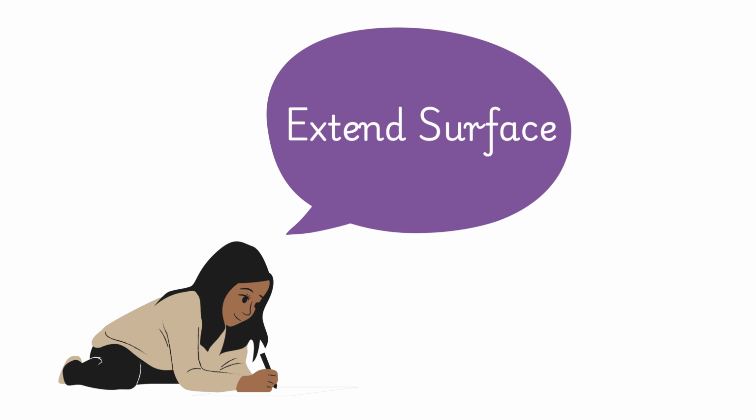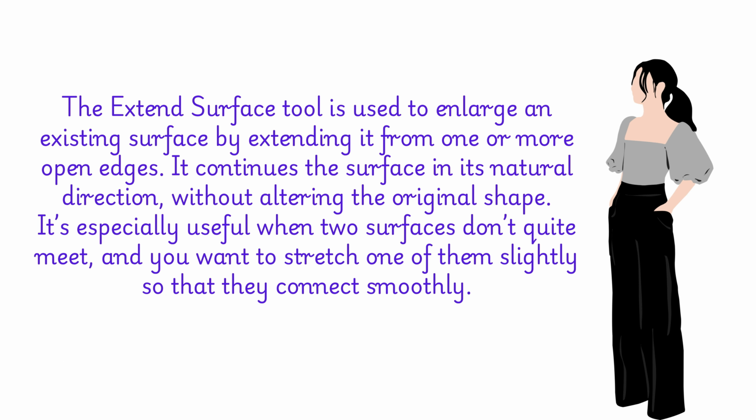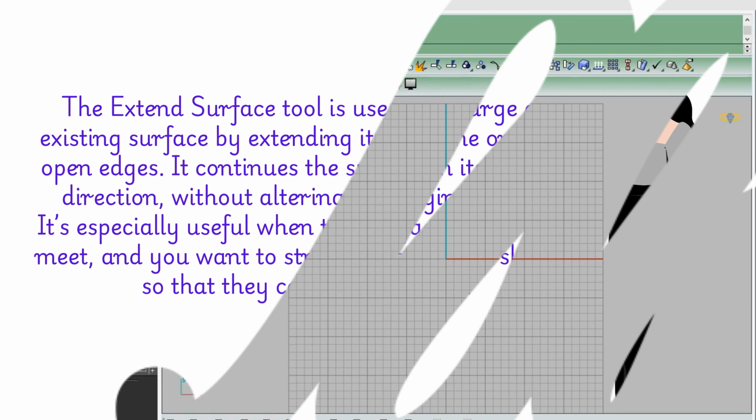Extend Surface. The Extend Surface tool is used to enlarge an existing surface by extending it from one or more open edges. It continues the surface in its natural direction without altering the original shape. It's especially useful when two surfaces don't quite meet, and you want to stretch one of them slightly so that they connect smoothly.